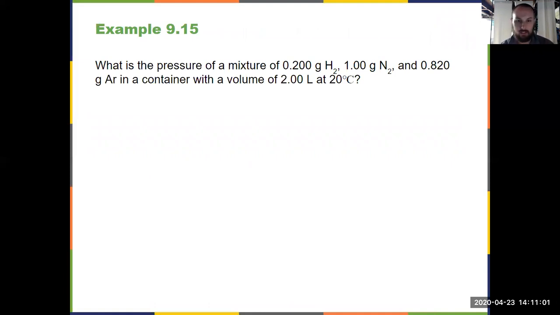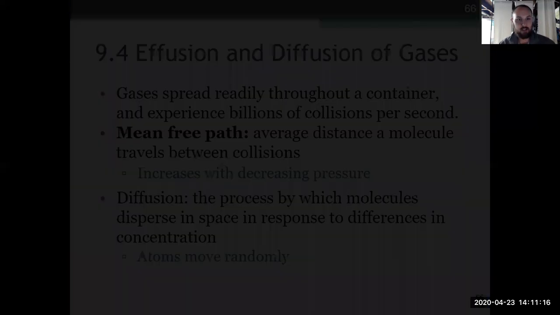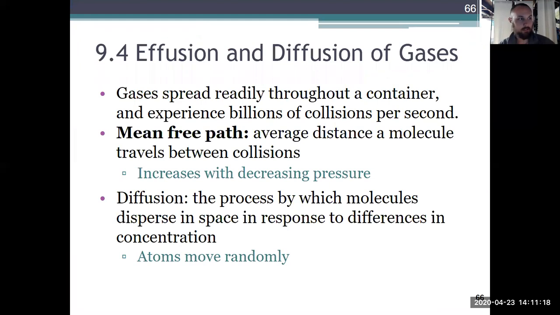Here we have another example problem hidden in the slides, and you can look for a supplementary video to show the answer to example 9.15. If you want to pause and give this one an answer on your own, the final answer should be 1.87 atmospheres. So that's stoichiometry. Let's talk about effusion and diffusion of gases.